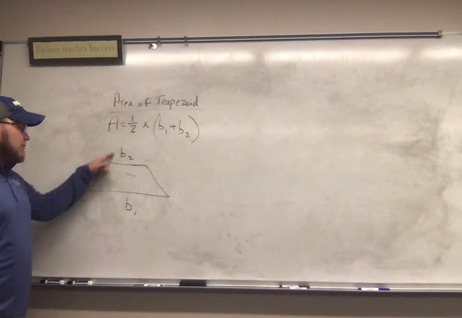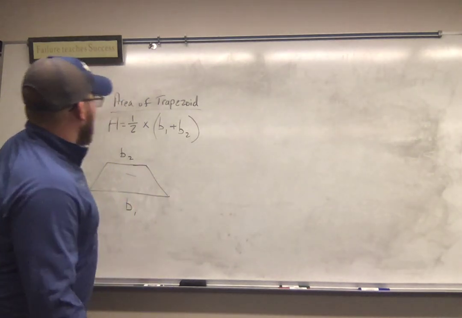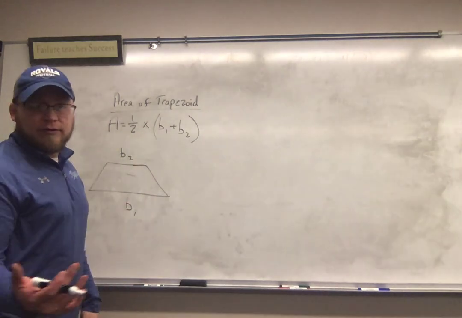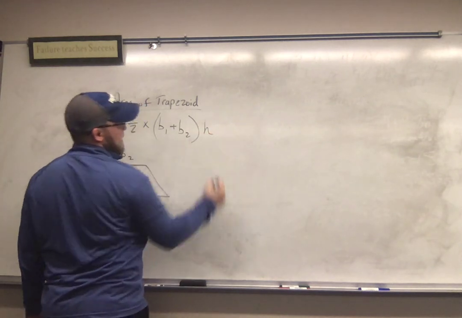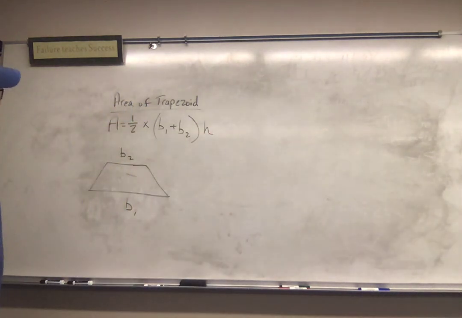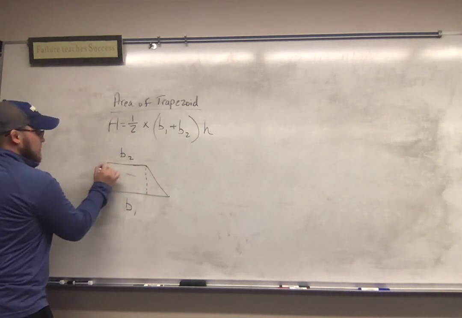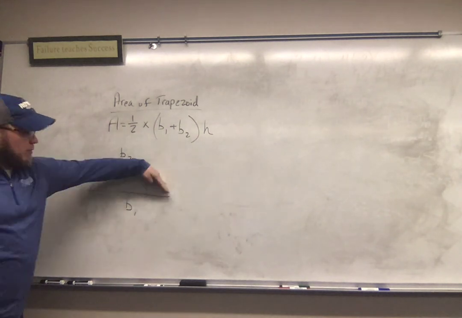Add the bases, top and bottom. Whenever you see a trapezoid, add both top and bottom. Then you're going to times it by 1/2 or cut it in half. After that, you times it by the height at the end. Remember, the height will be marked by a dotted line, either here or here. It is not the slanted part.